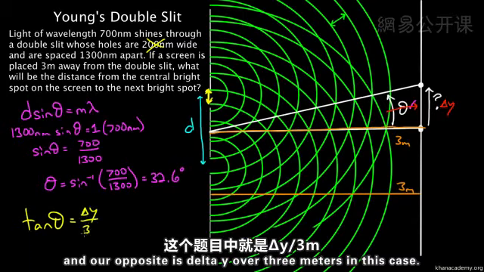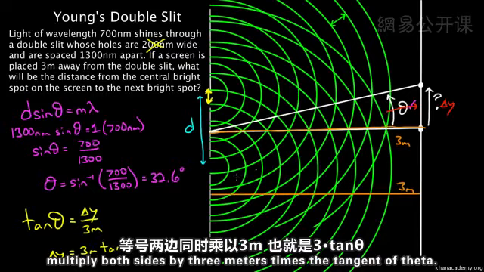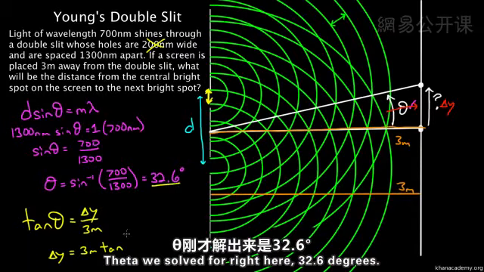So if I solve this for delta y, I'm going to get delta y equals, multiply both sides by 3 meters, times the tangent of theta. Theta we solved for right here, 32.6 degrees. And if you multiply all that out, you get 1.92 meters. That's how big this would be, from here, center point, to the next bright spot is 1.92 meters.